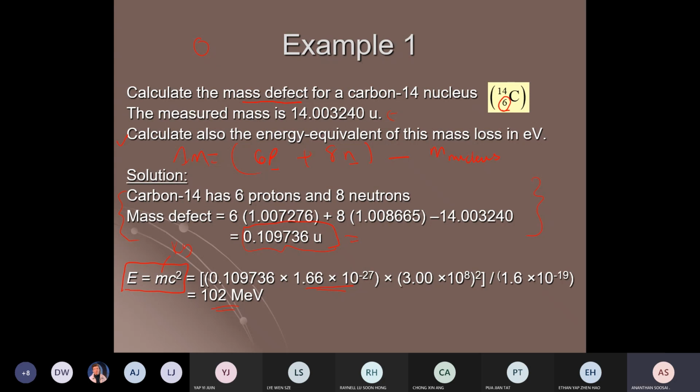So this is the first idea, mass defect. We never heard this before. When the nucleus is formed, the mass of the nucleus is different from the total mass of the nucleons. There is some difference. The difference between the mass of the nucleons and the nucleus is called mass defect. Any questions so far? No questions. Okay.